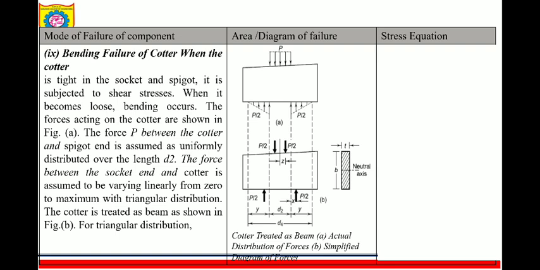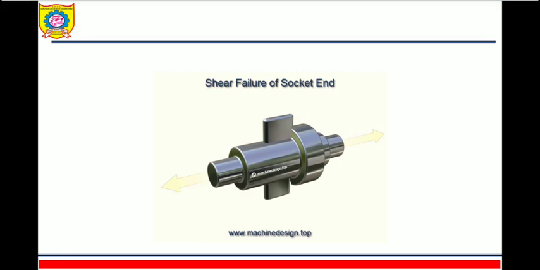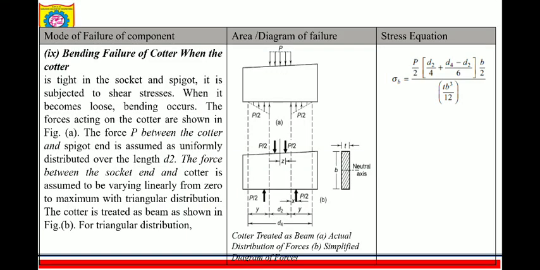Then what will be the amount of stress generated? Sigma b is equal to P by 2 times (d2 by 4 plus (d4 minus d2) by 6) divided by (t b cube by 12), with b by 2 as the distance. For this equation we have a small derivation, which we'll see afterwards. Right now we are just seeing the mode of failure of the component, the failure diagram and the stress equation. But we have to actually understand how this equation is derived. The derivation is very simple. Simple bending theory is used.